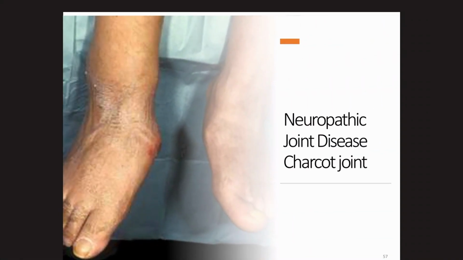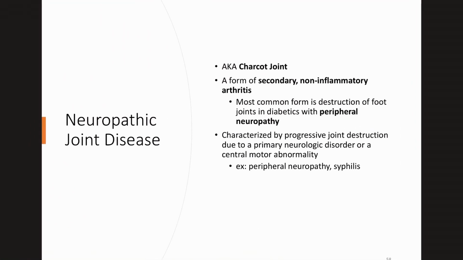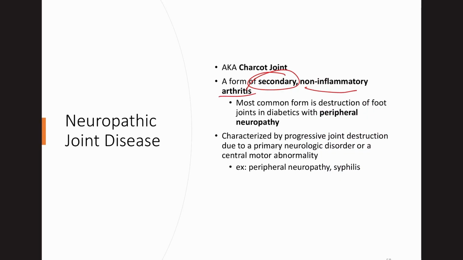Last little bit is neuropathic joint disease, also known as Charcot joint. This is why I say go to Disney, because you'll see this a lot. Okay, Charcot joint is a form of secondary, this is not a primary problem. Secondary problem, non-inflammatory arthritis. There's no reason this patient would have arthritis in that joint. They do because they have a peripheral neuropathy. So they don't have any feeling and sensation on the bottom of their feet. So they continuously injure it all the time because they don't wear the right shoes.